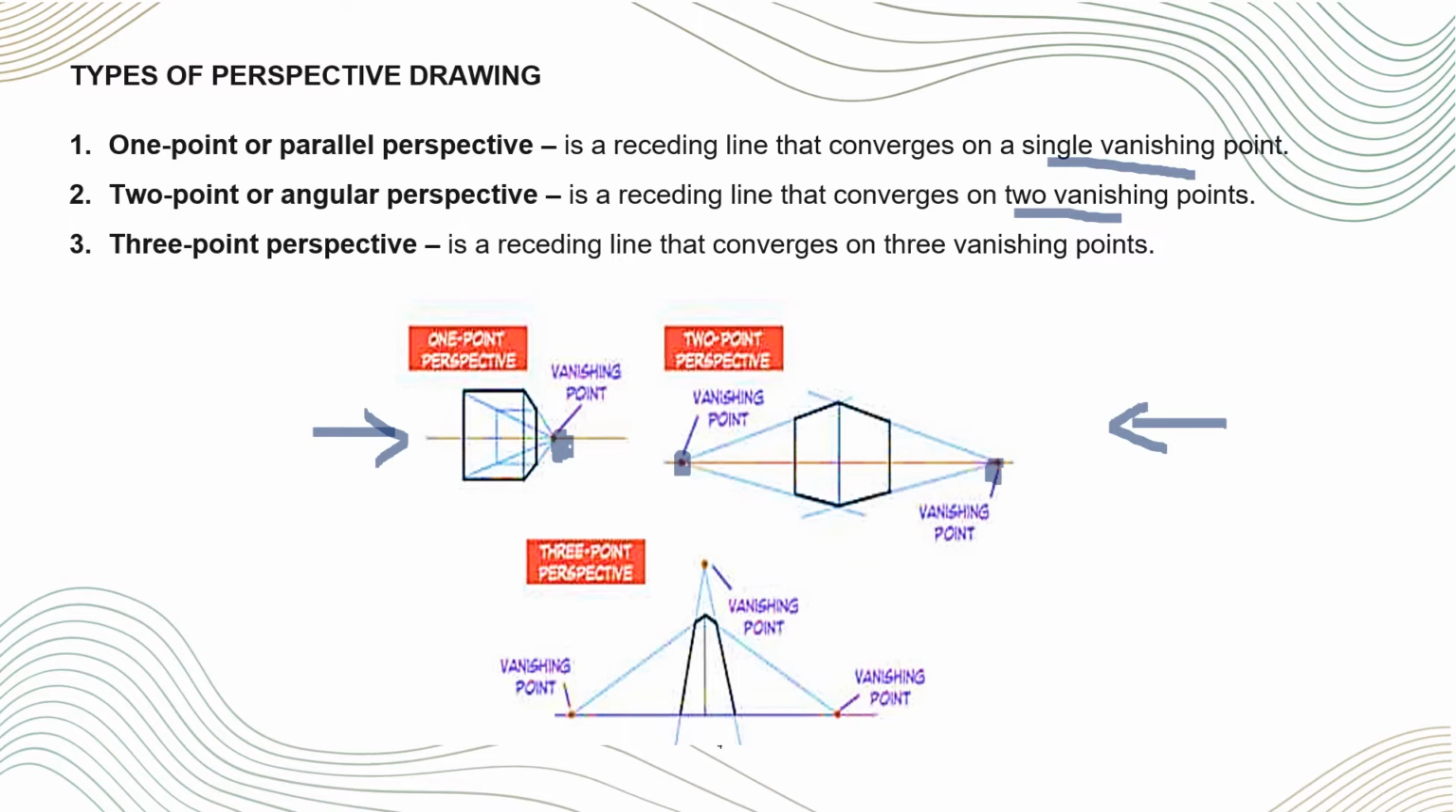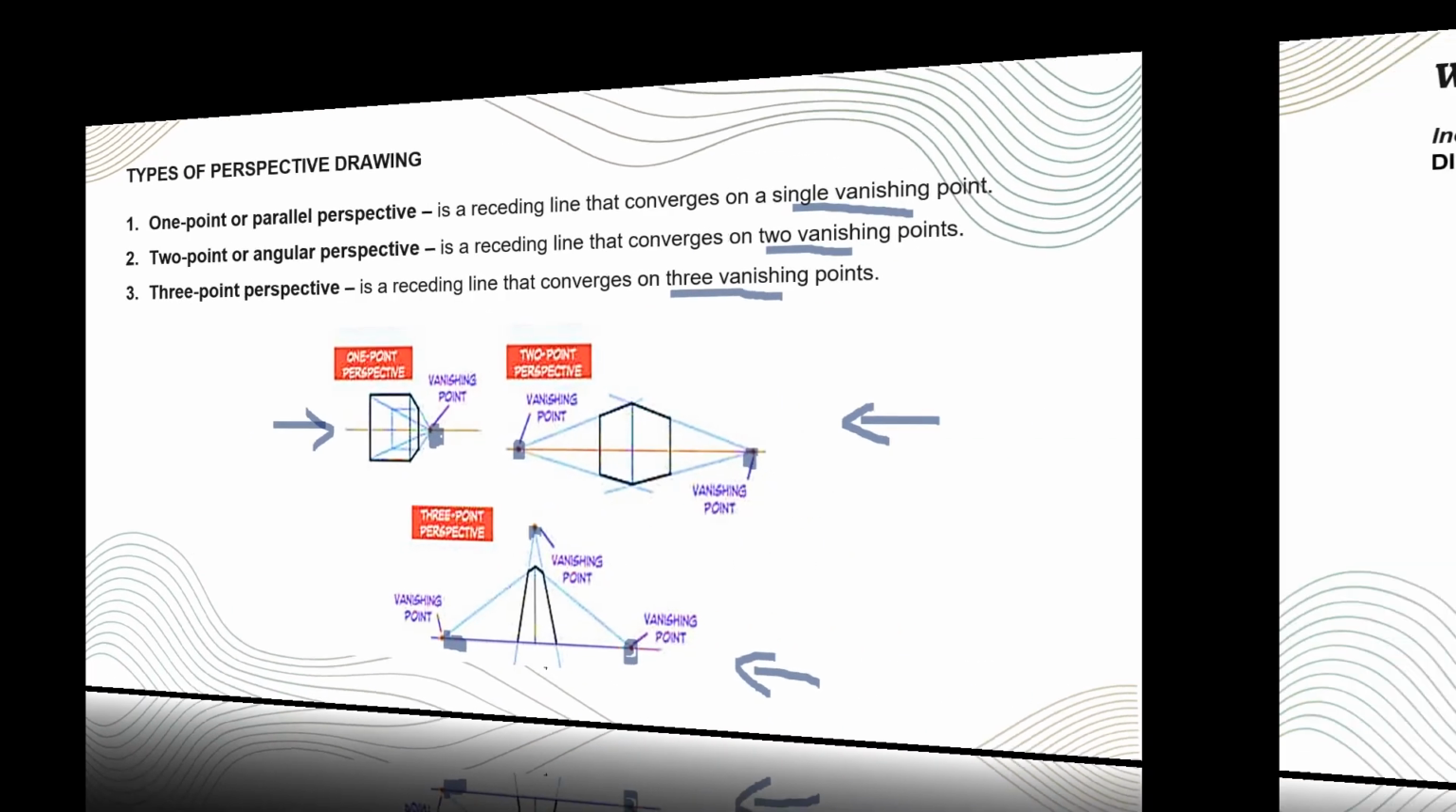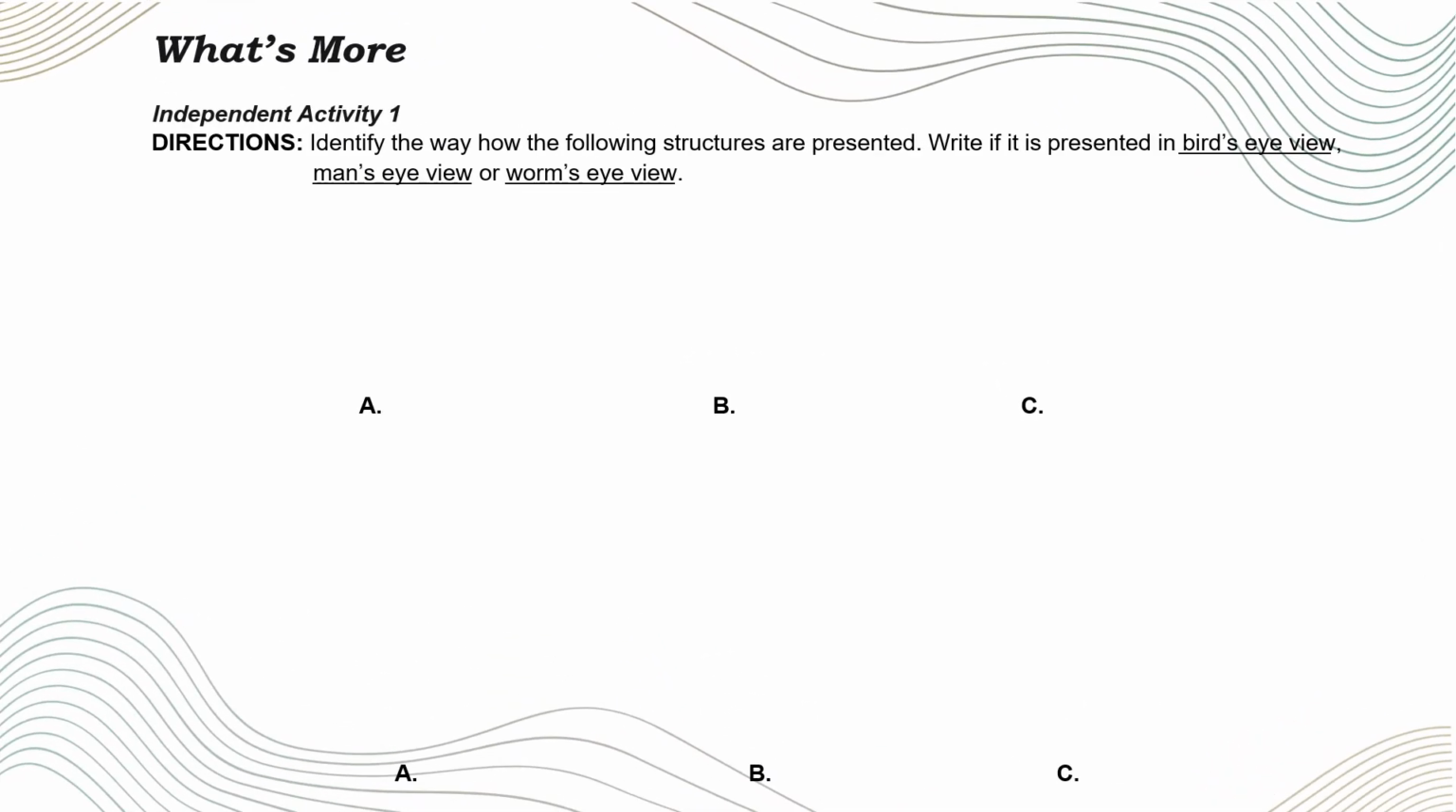And the last one is the three-point perspective, where the receding line converges on three vanishing points. This is the example of the three-point perspective drawing with three vanishing points. Now, we are done with our discussion about the perspective drawing. Let's now have a practice about your understanding in perspective drawing.